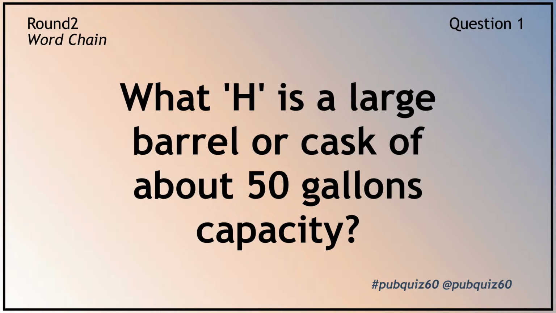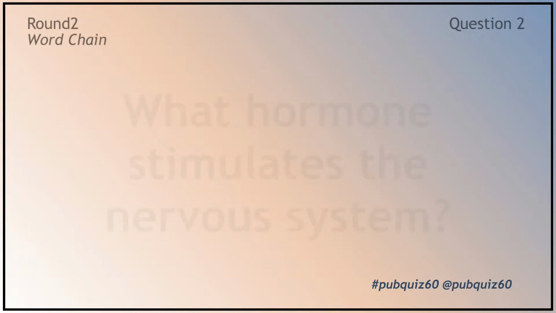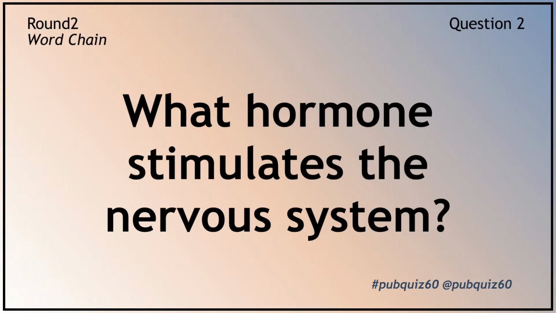So again, because it's the word chain round, I'll just explain. So the second question, the first letters, however many it is, will begin with the end letter or letters from the first answer. So even if you're unsure of the answer, you might have a little bit of a clue if you've got either the previous answers or the answers after. But let's have a little look at question 2. Question 2 is, what hormone stimulates the nervous system? And again, we'll have 20 seconds on the clock.